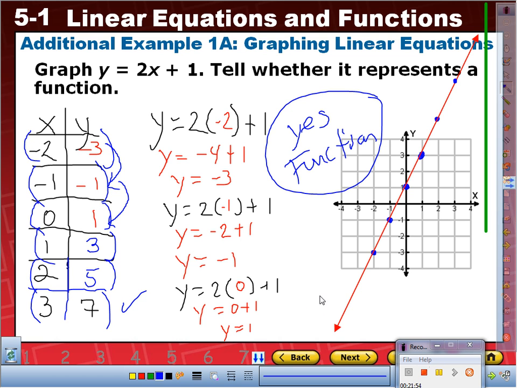Okay? Any questions with this? Pretty good? All right. So, 5 easy steps. Let's see if you can do the same. So let's go to the next example. Turn your paper over to the small graph on the left. Here we go. Copy this down, please.